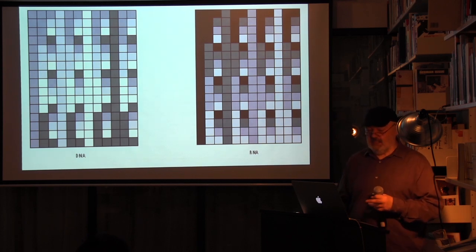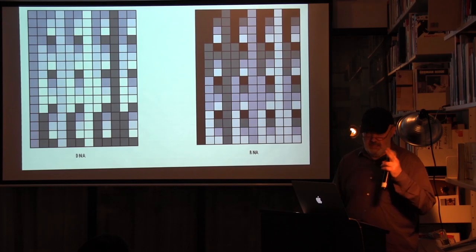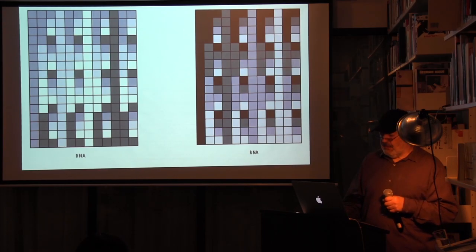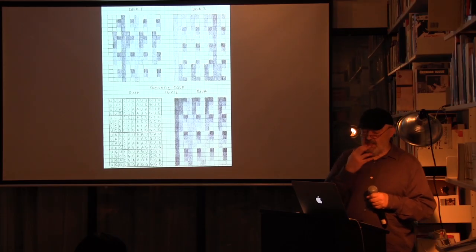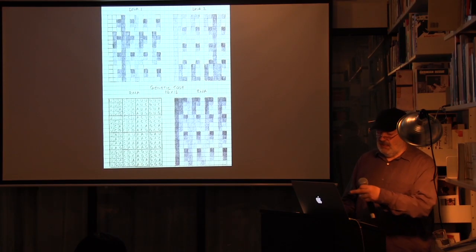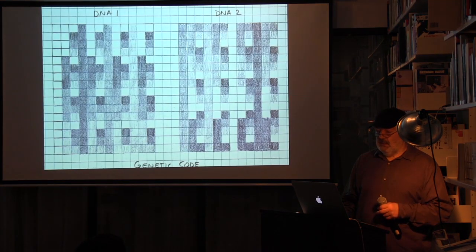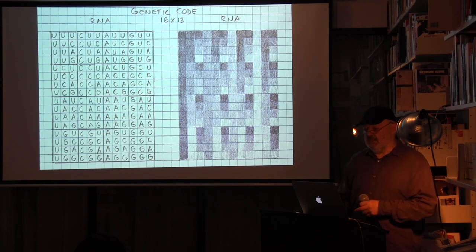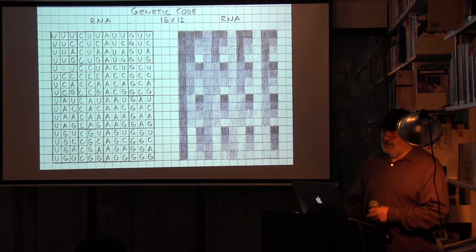On the left, it's a DNA version. On the right, one of the DNA, because there are two for each of the helixes. And here, this is hand done. There are all three versions and one with the alphabet: DNA 1, DNA 2, and RNA in the alphabet representation and RNA in the visual representation.